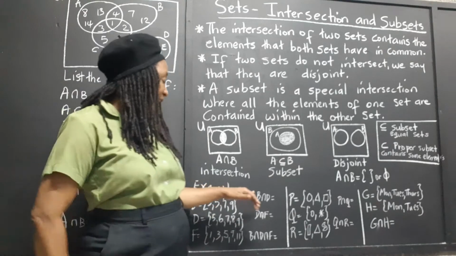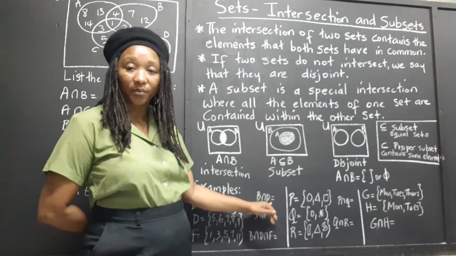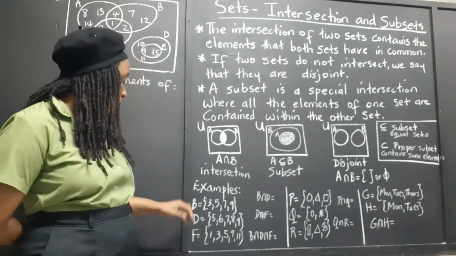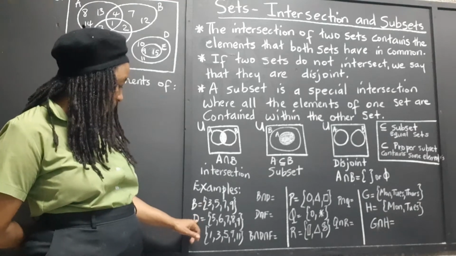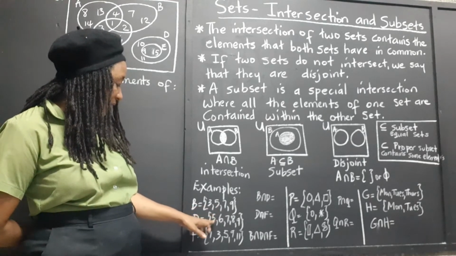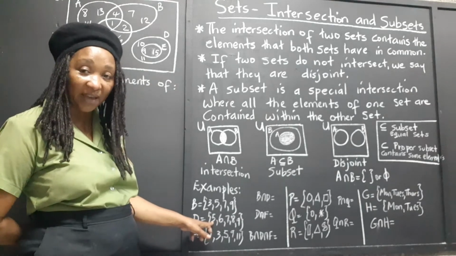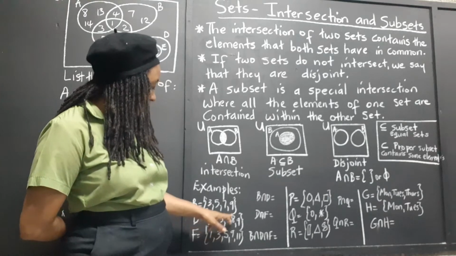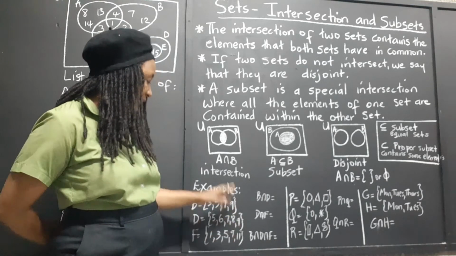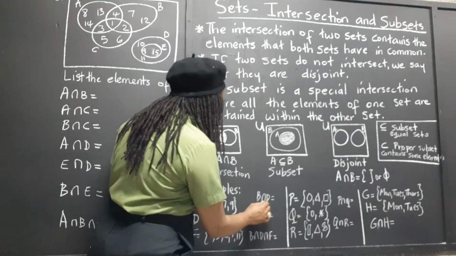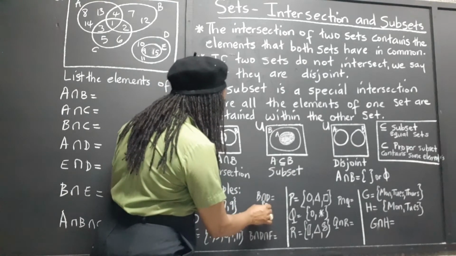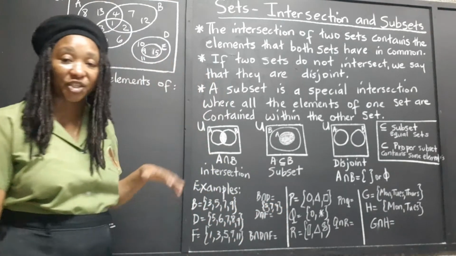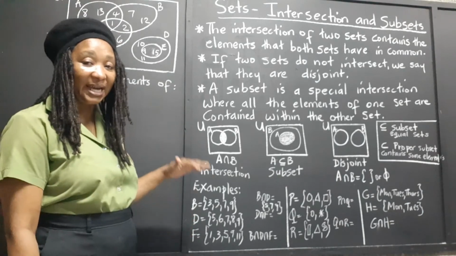So what would be the intersection of B and D? What is B intersect D? So let's see, what's common to B and D? So we have a 5 in B and a 5 in D, so 5 is common. We also have a 7 in B and a 7 in D. We have a 9 in B and a 9 in D. So there are 3 elements, the 5, the 7, and the 9 that are in the intersection of B and D.